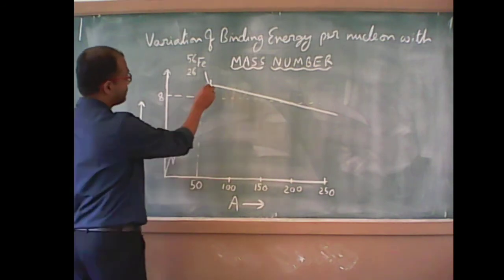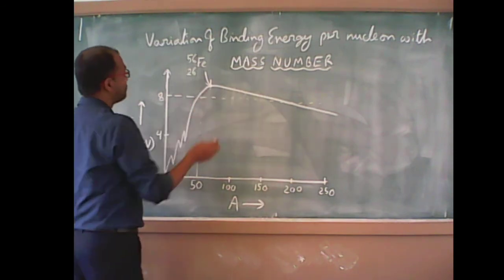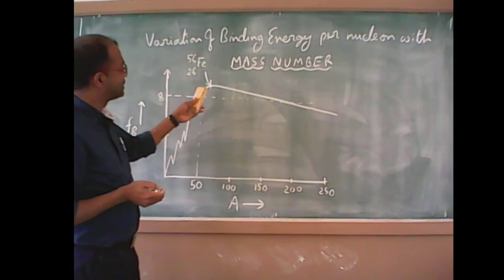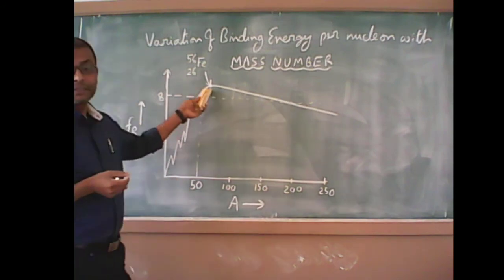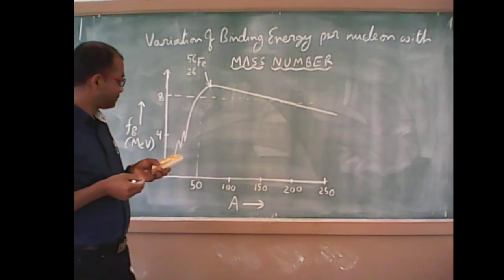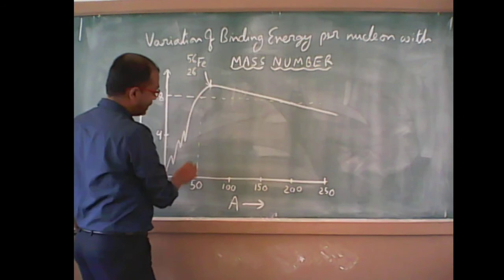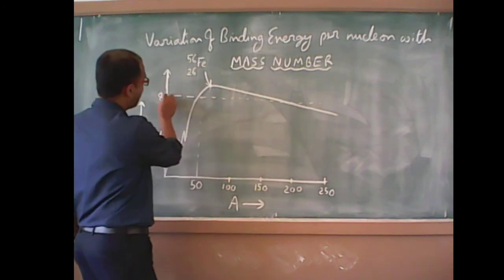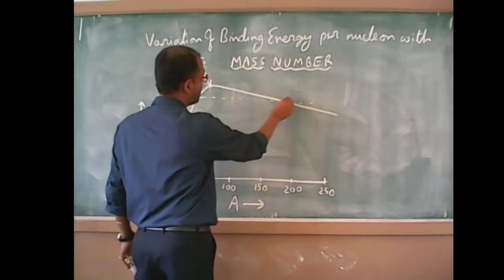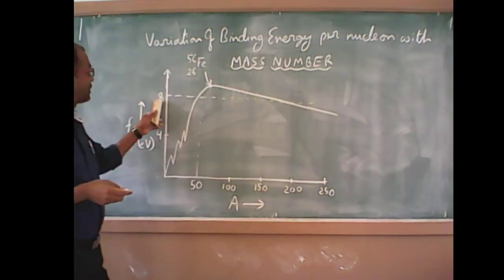Till it reaches the maximum point, which corresponds to the iron 56 nucleus. Iron 56 has the maximum binding energy per nucleon among all the elements. Beyond that, from around 40 onwards, on an average we can say that the binding energy is almost saturated at a value of around 8 MeV.